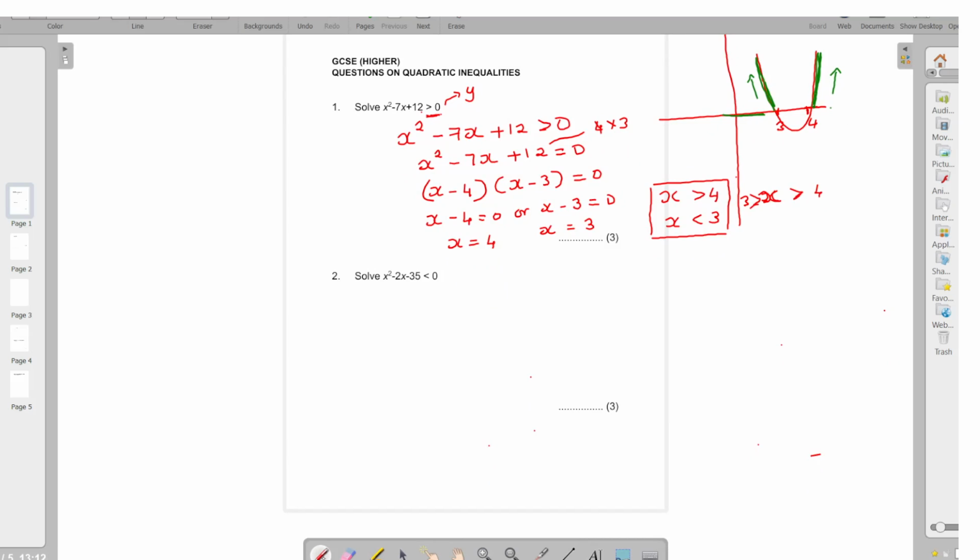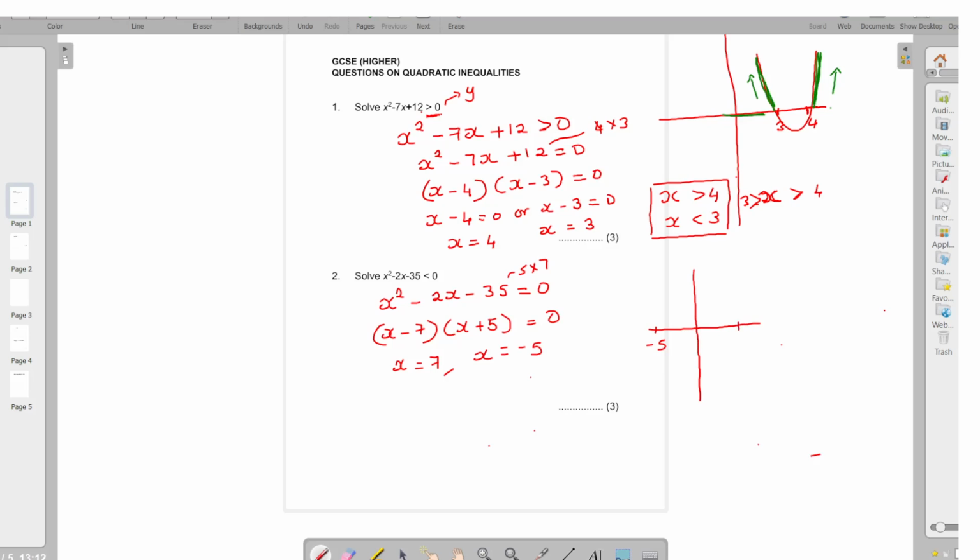Similar question. Again, we will factorize this. x squared minus 2x minus 35 is 0. We could do 5 and 7. So we could say (x minus 7) times (x plus 5) is equal to 0. Which means x is equal to 7 or x is equal to minus 5. We can show it in the graph again. Imagine that's minus 5 and this is 7. So the graph will go like that.